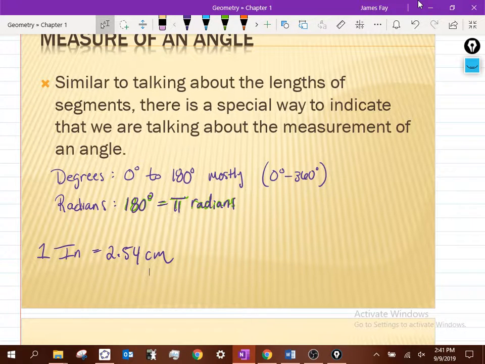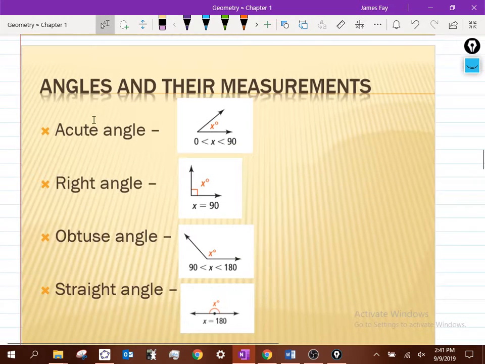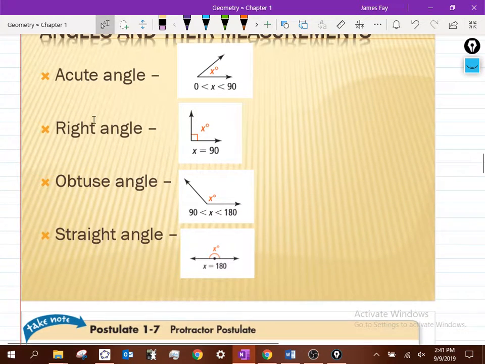There are two different units for measuring an angle, degrees and radians, okay? In regards to using degrees, this is the way that we categorize our angles. This should be old information. You guys should know this from previous years, okay? Acute angle: 0 to 90, not including 0 and 90. If I have an angle that's 0 degrees, that means the two rays that are the sides of my angle are on top of one another, and I do not have an angle.